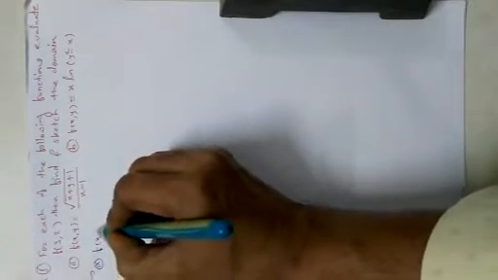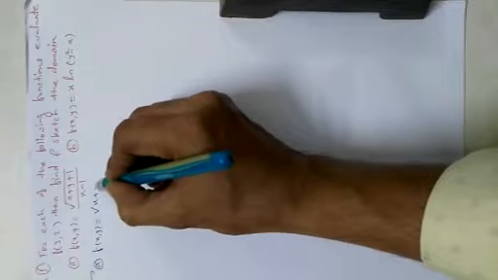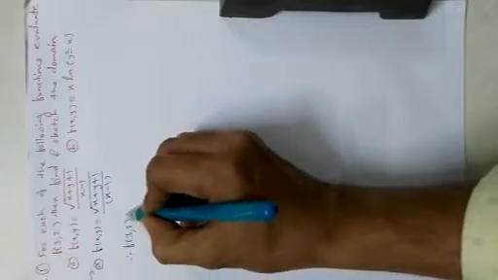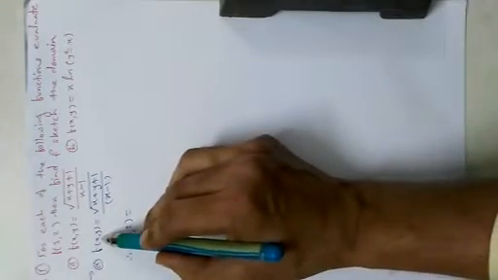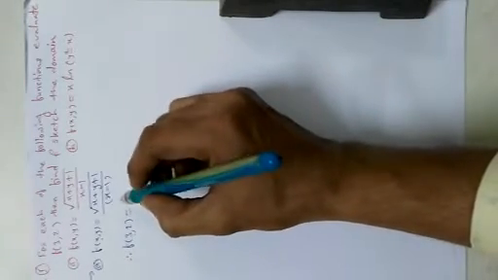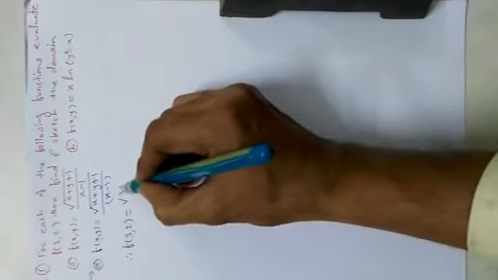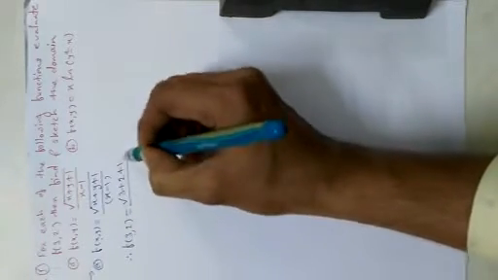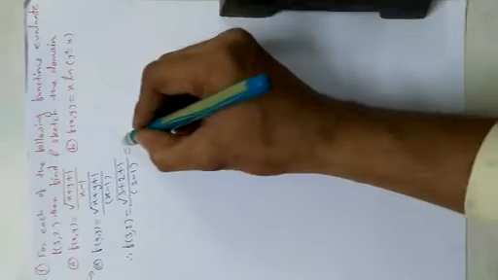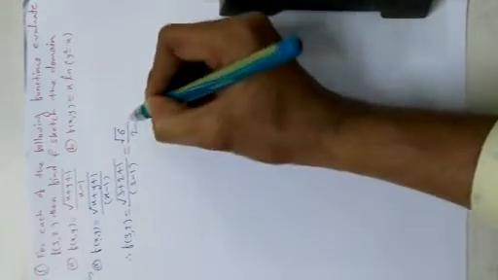First function: f(x, y) is equal to square root of (x plus y plus 1) upon (x minus 1). First we will find f(3, 2). Put x is equal to 3 and y is equal to 2 in our function. f(3, 2) is equal to square root of (3 plus 2 plus 1) upon (3 minus 1), which is square root of 6 upon 2. This is the value of f(3, 2).